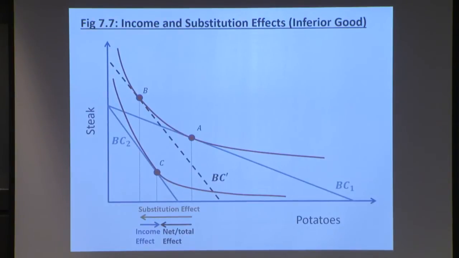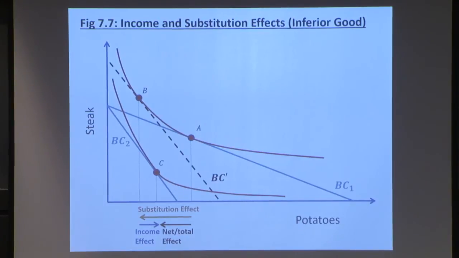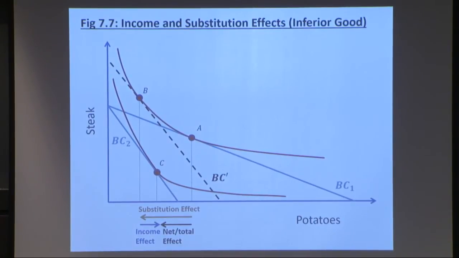Okay, let's do the same exercise now for an inferior good. Okay, let's have two goods, potatoes and steak. I should point out, if there are two goods in the economy, they can't both be inferior. There needs to be at least one normal good, and if there are only two goods, that means one of the two has to be normal.